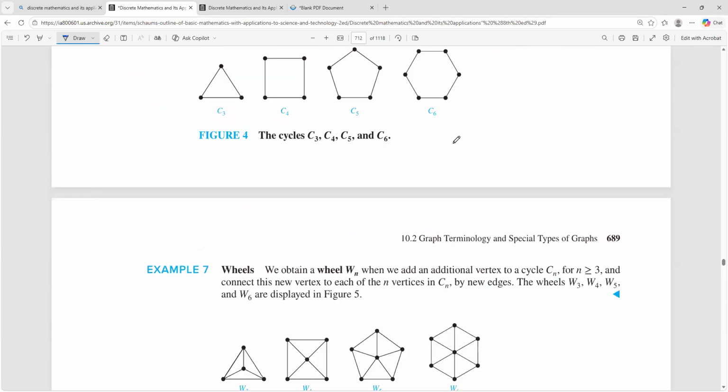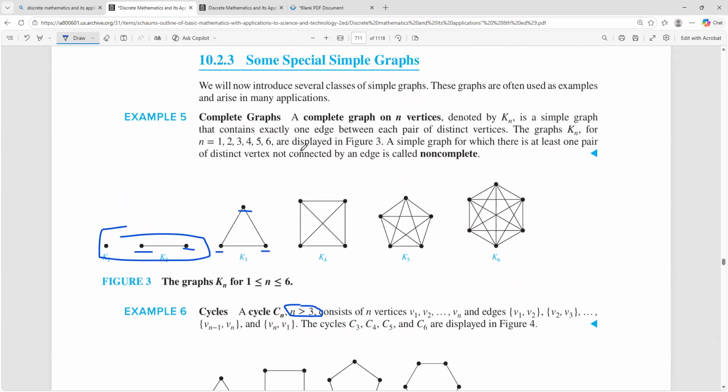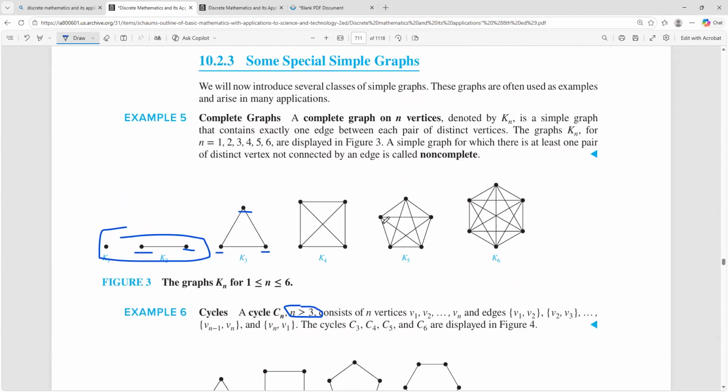A cycle is, n has to be greater than or equal to 3, because technically the smaller ones are cycles, but you can ignore them. If you want to think about it, you put the edges only on the outer part, so you just connect every vertex outward. You don't have any inward edges. So it's basically a complete graph without the inner edges.